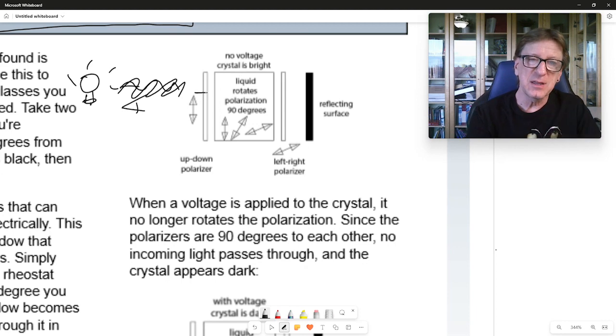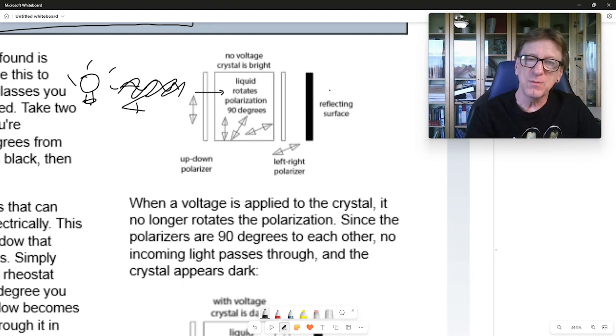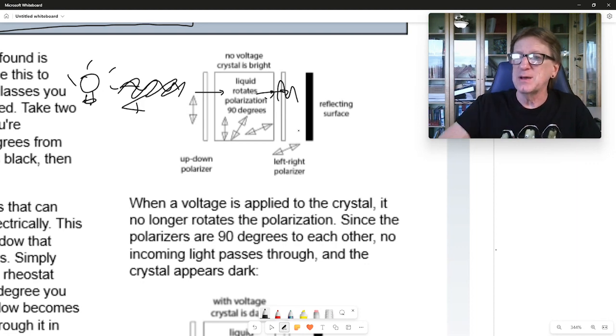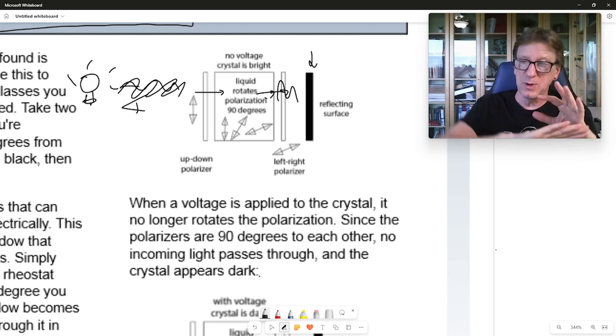So as I come through the first polarizer, only the left-right polarization is surviving. However, the liquid is rotating that left-right so that it's going up and down. Now when the wave reaches this left-right polarizer over here, instead of going left-right, it's now going up and down. And so it can pass through it. Then I've got a mirror on the bottom of the pixel here. So the pixel consists of a polarizer, the liquid, another polarizer, rotated 90 degrees, and a mirror.